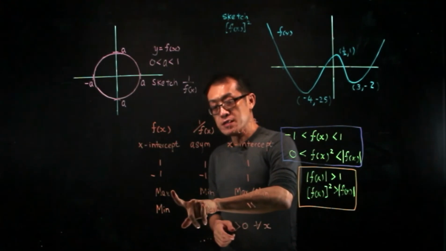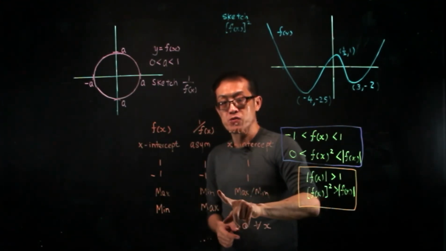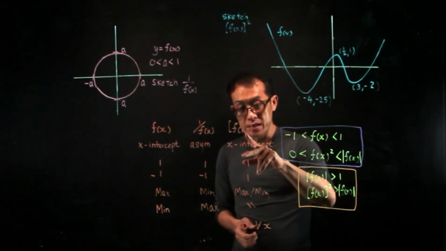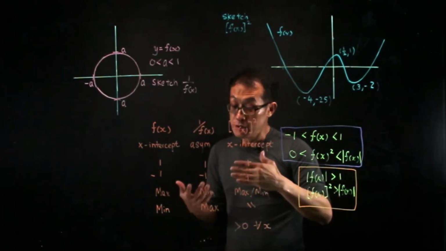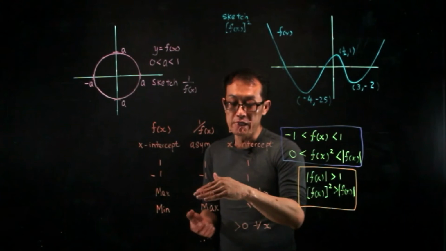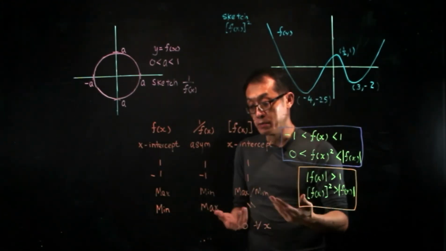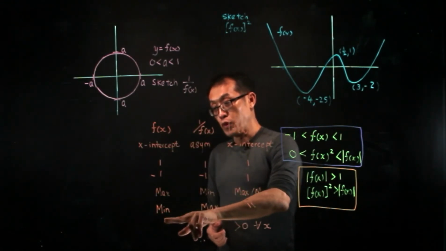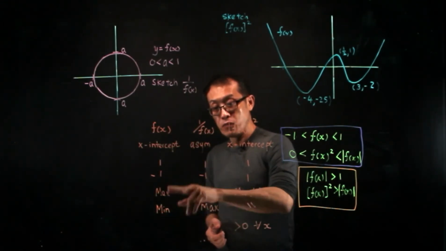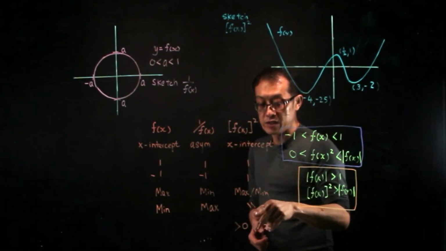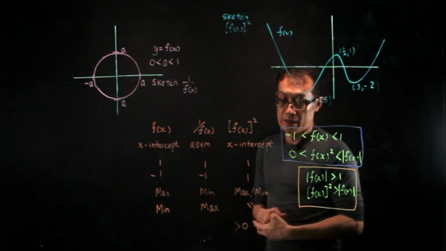Now when f of x is a maximum point, 1 over f of x will become a minimum point. Whereas for f of x squared, it will still be a turning point, but you can't determine whether it's a max or min, because it can be either a max or a min. Now when f of x is a minimum, 1 over f of x will be a maximum. f of x squared can be a max or a min.